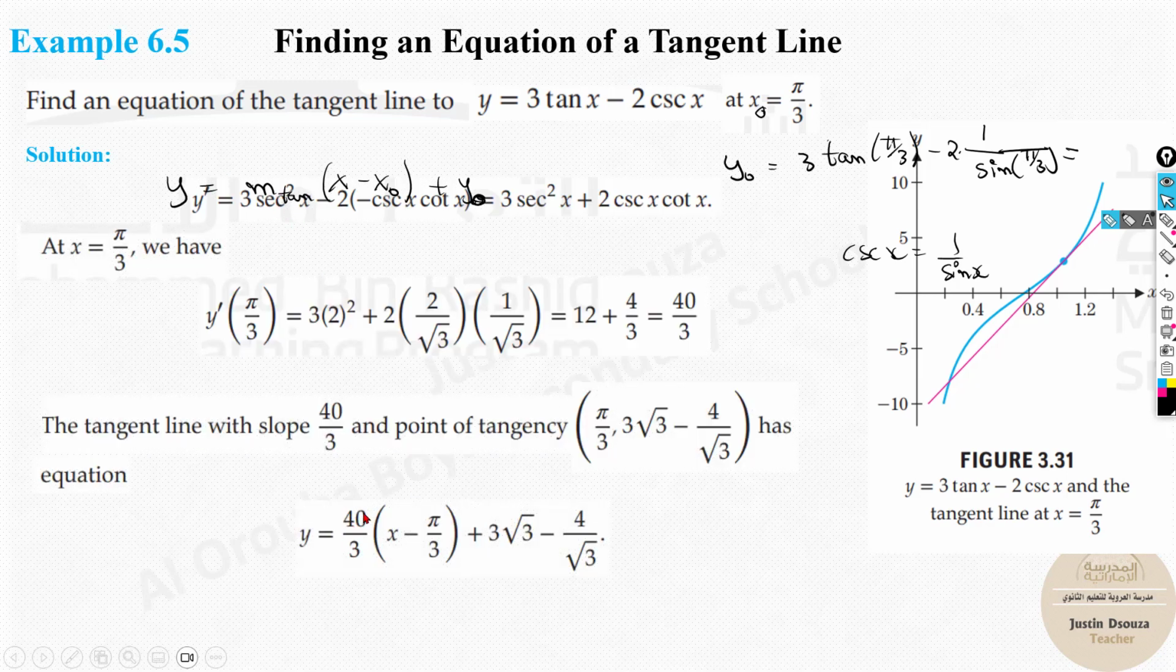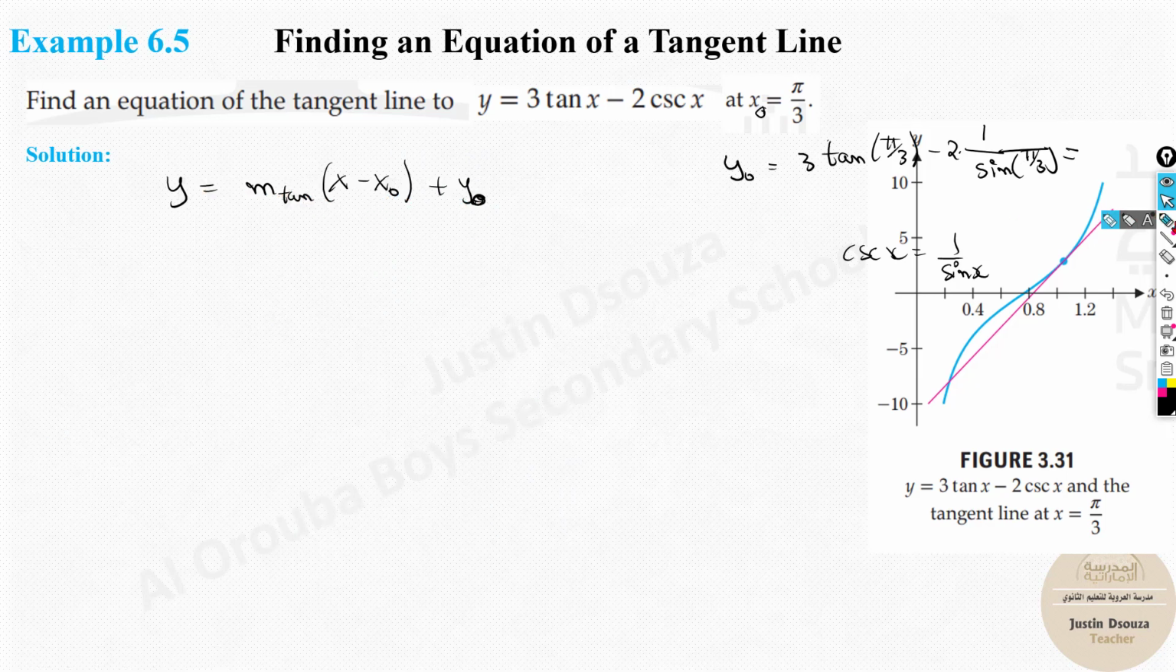M tangent we solved out just now in calculator. X minus x naught is always given. Now plus y naught. This entire term is y naught. We will see now here. I'll write this y. Let me just use this. Y equals m tangent was 40 by 3. We solved in the calculator. X minus x naught is pi by 3 plus. Now what is y naught?